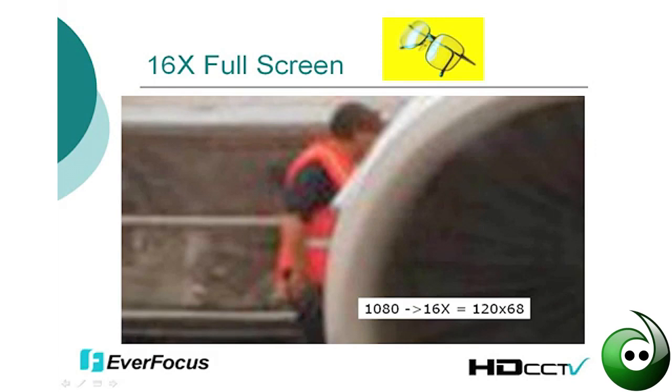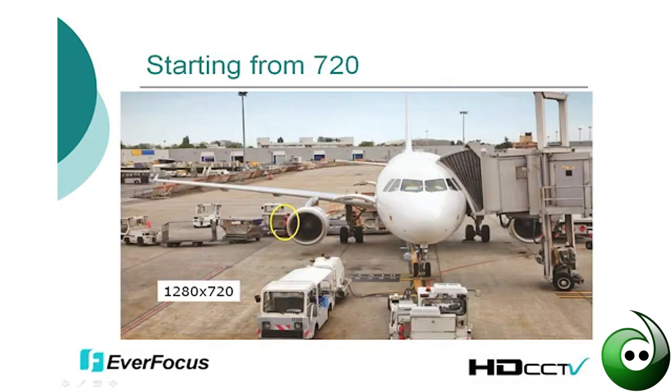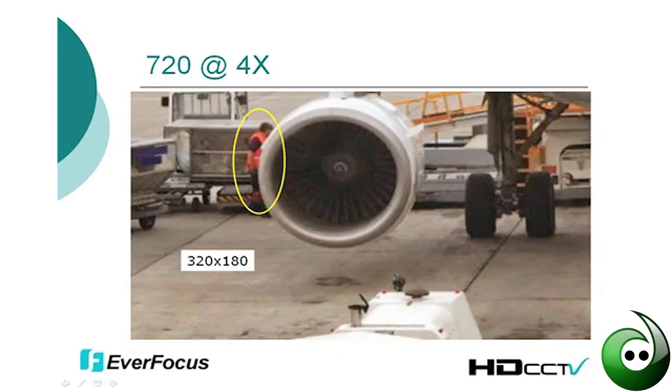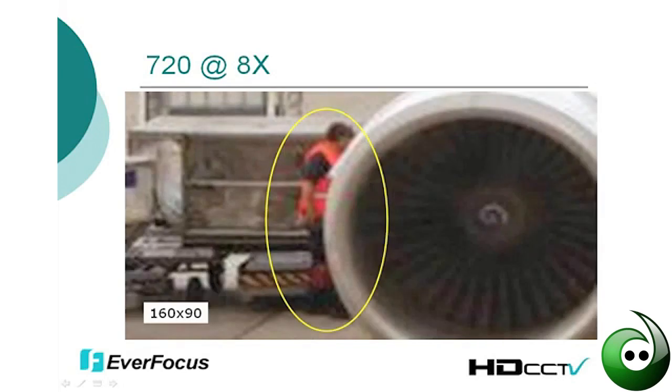No, you don't need glasses. It's blurry because that is all the pixels that there are to represent this image. If we start from 720 HD, starting at 1280 by 720 pixels, looking at the same individual, here is a 2x picture, 640 by 360. We're already below SD. At 4x, we're at 320 by 180. At 8x, we're down to 160 by 90.